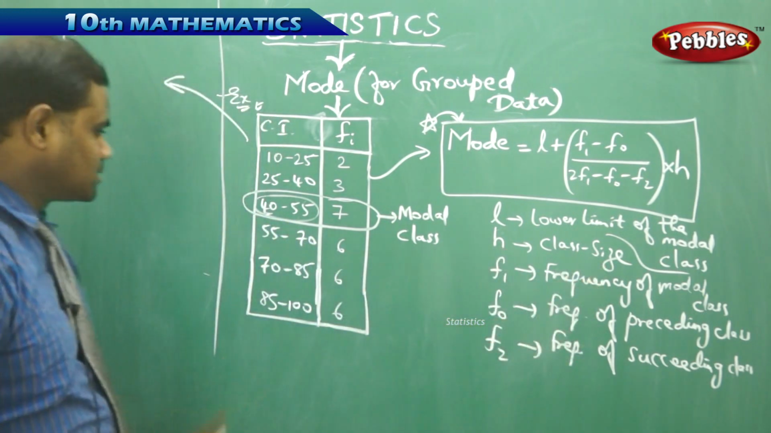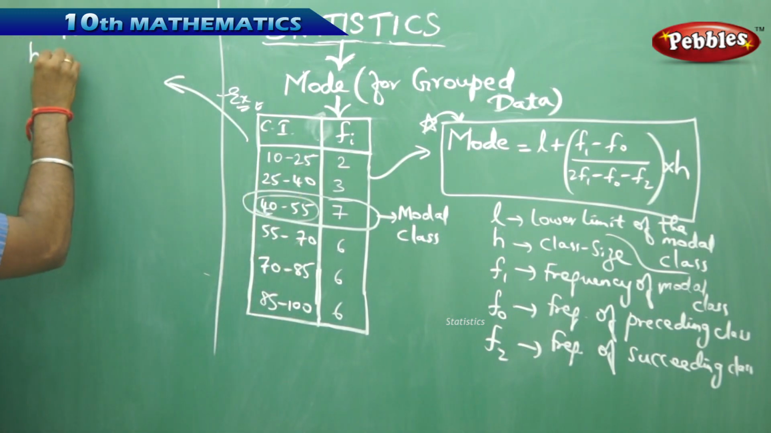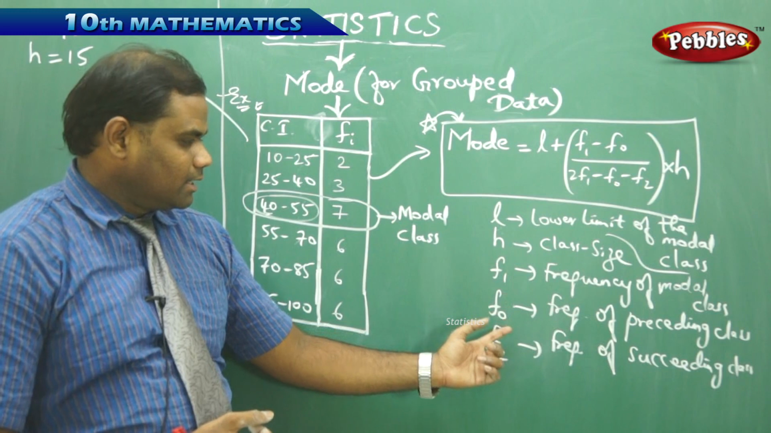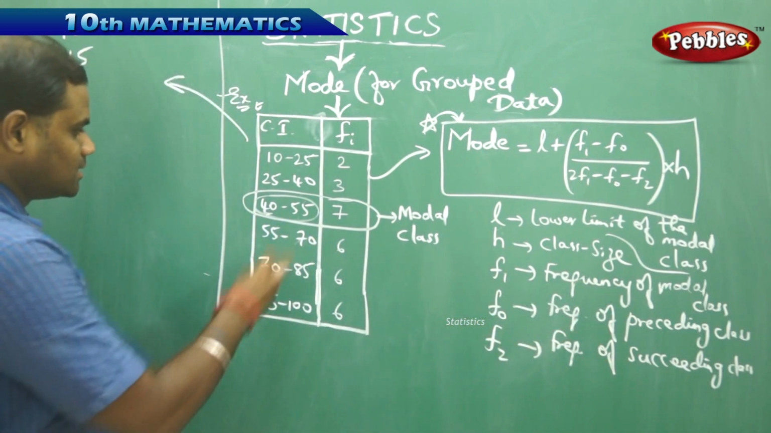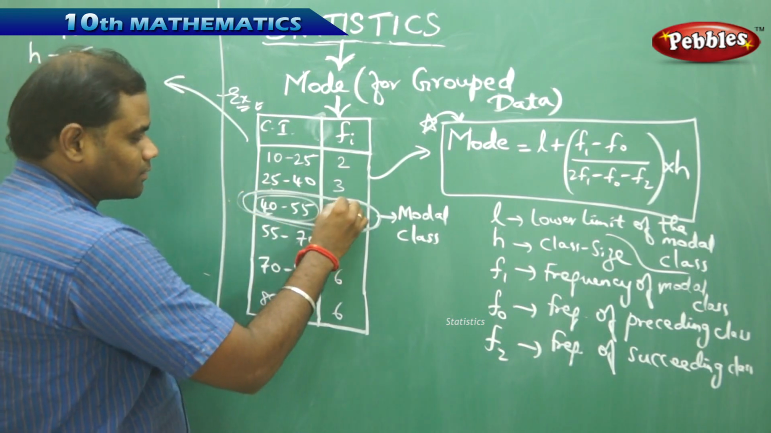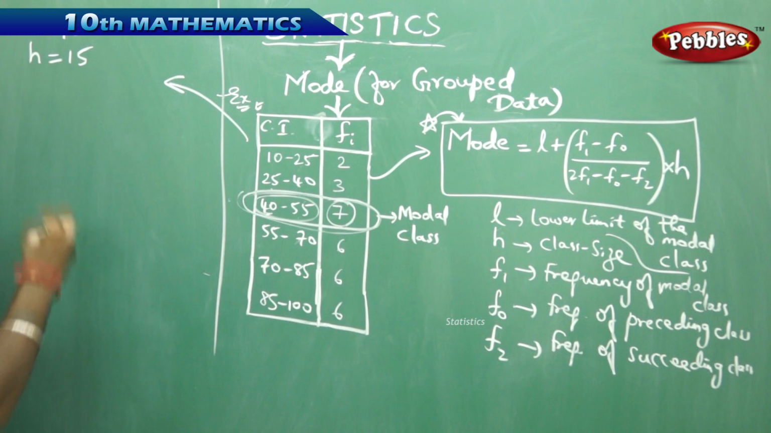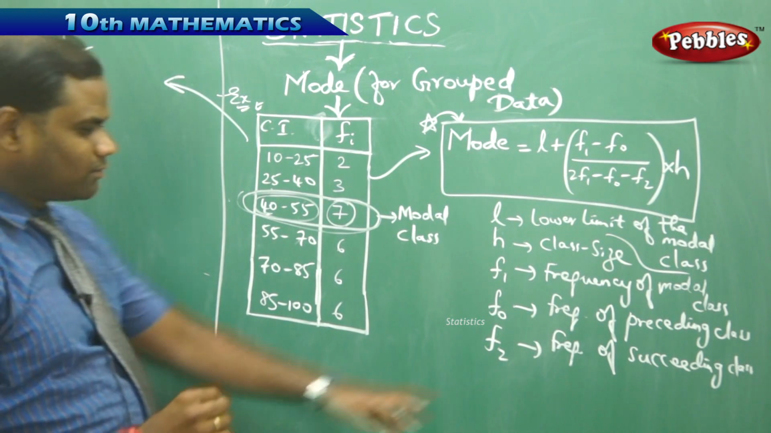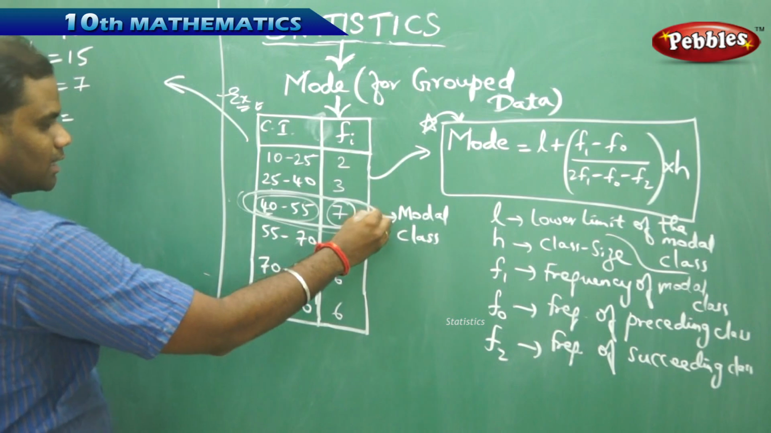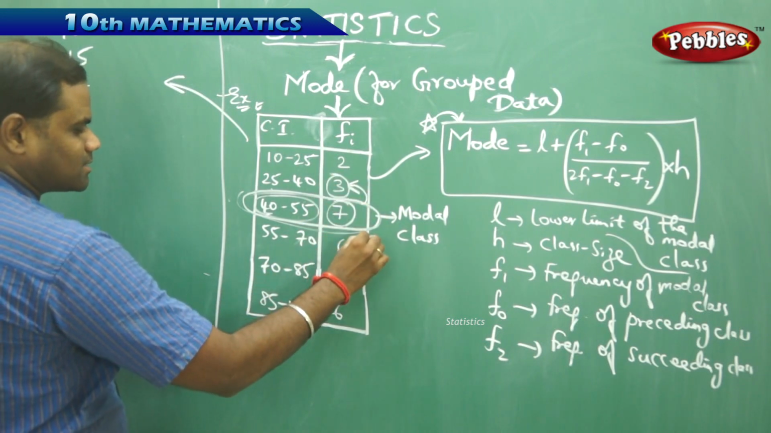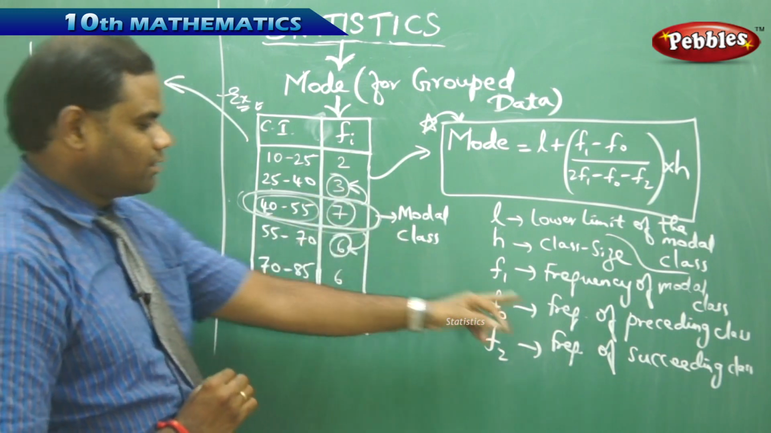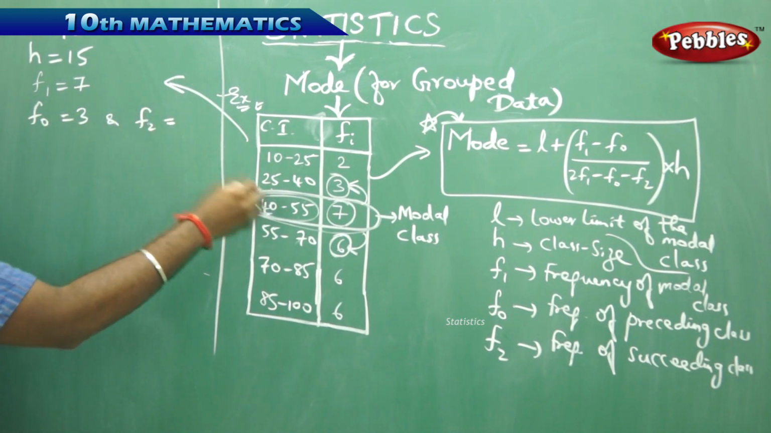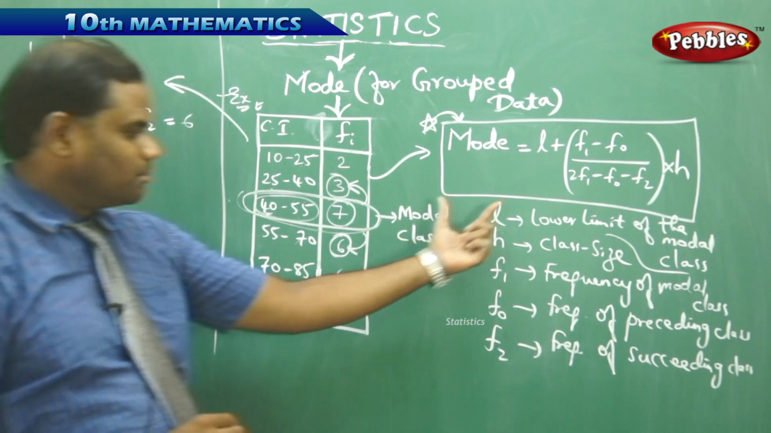Similarly, my H is the class size, which I can clearly see is 15. The length of the class, or the class interval, is 15, so my H is 15. My F1 is the frequency of the model class. As I see that the model class is clearly in the third row, this is its frequency. Therefore, my F1 is 7. Similarly, my F0 is the frequency of the preceding class. This being the model class, my preceding class frequency is 3 and my succeeding class frequency is 6. Therefore, my F0 is 3 and my F2 is 6, which is how we extract them using the basic definitions in the formula.